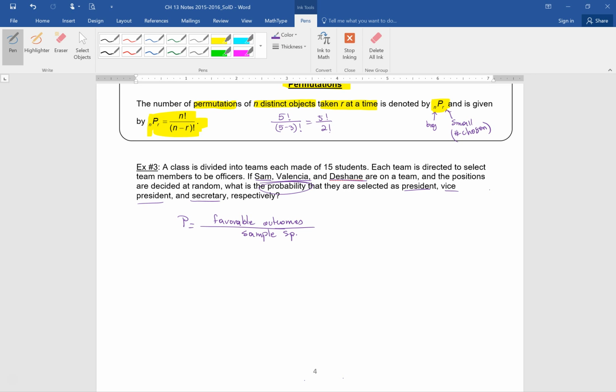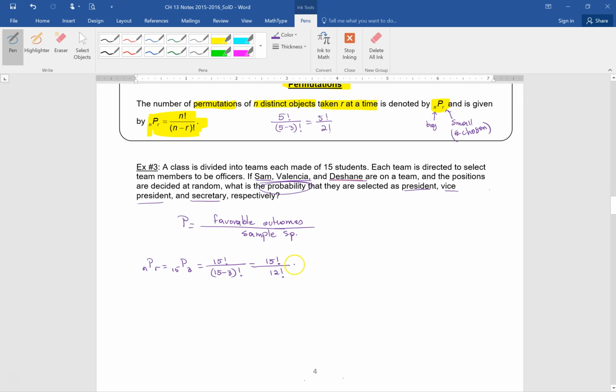What is the permutation that we're looking for here? How many different people do we have? How many total people do we have? 15, right? So we have nPr. This is 15. And we're choosing three of them. So this is 15 factorial over 15 minus 3 factorial. So this is 15 factorial over 12 factorial. Okay?